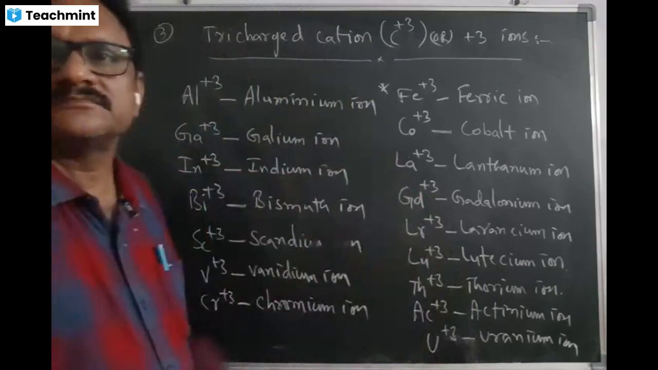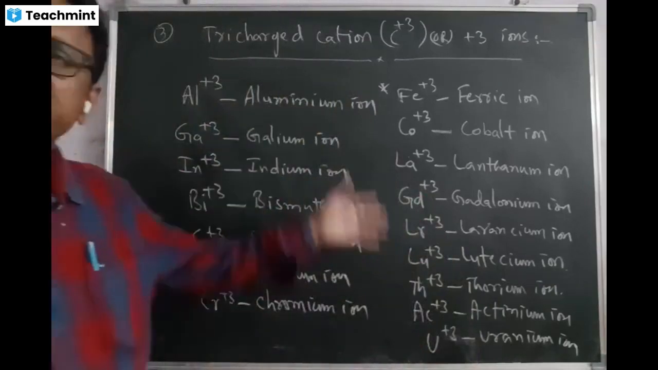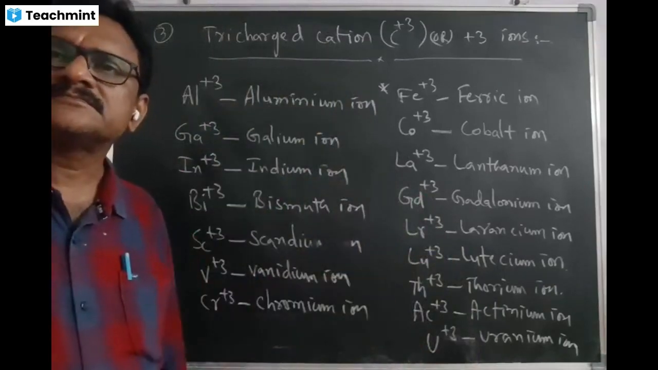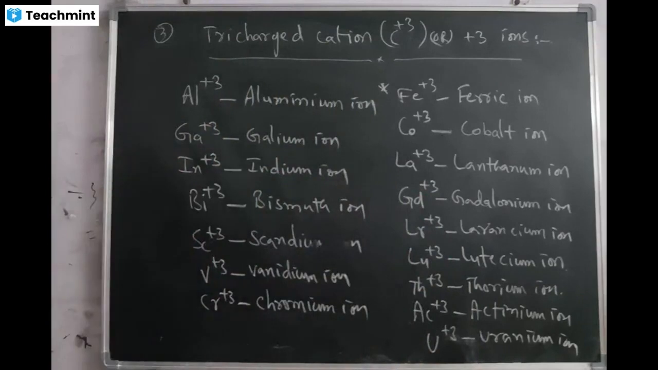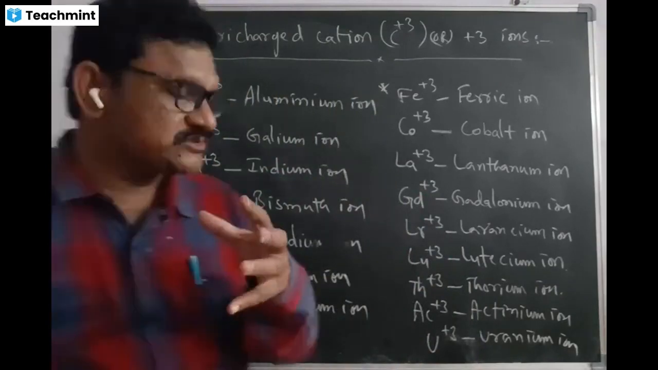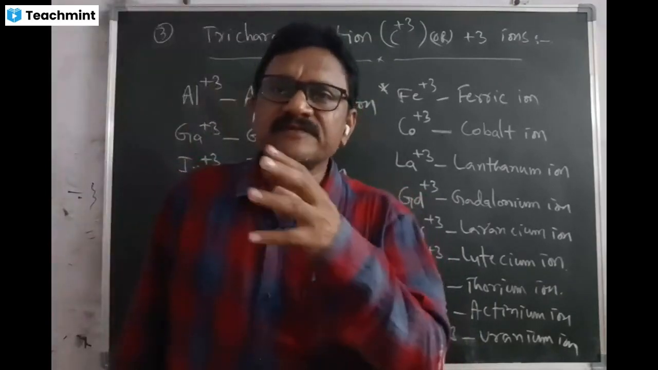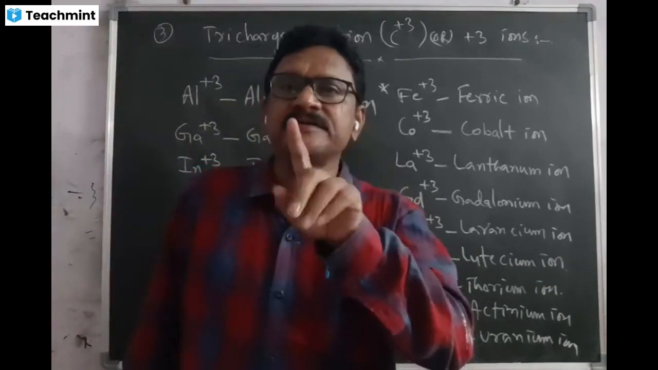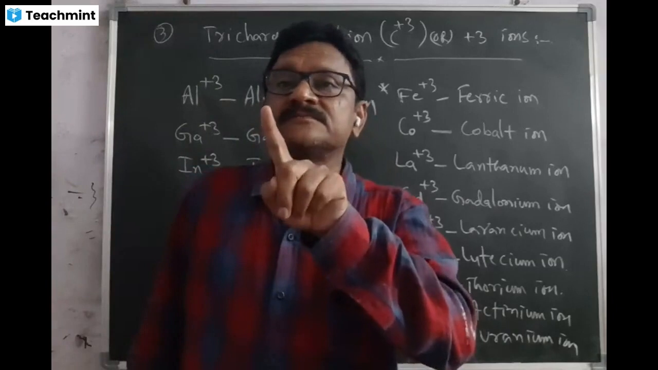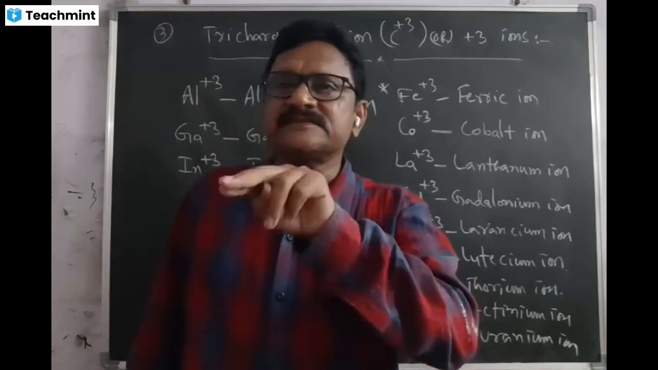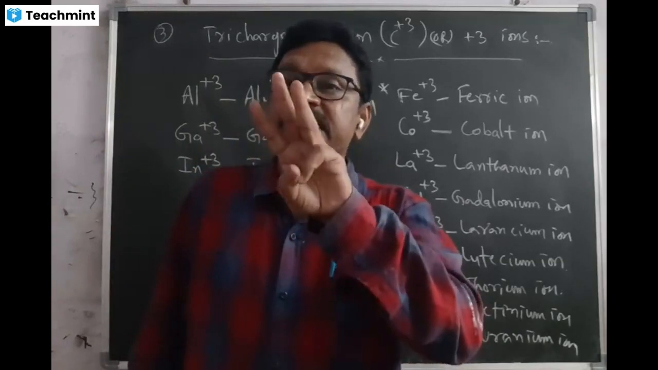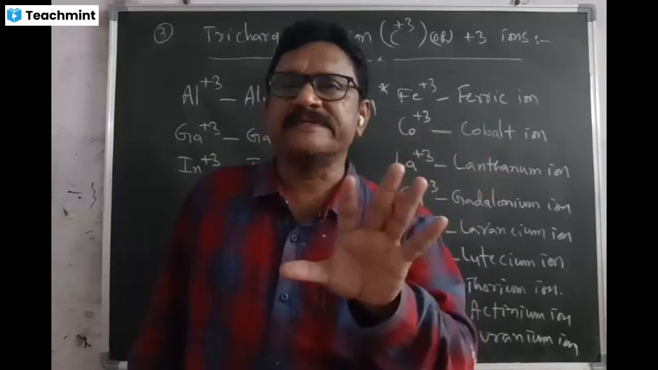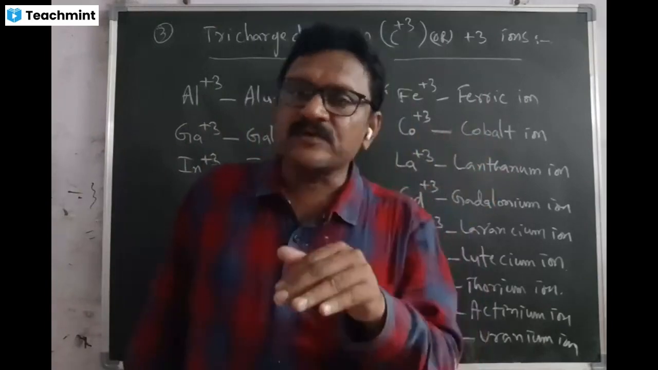Okay, so far we are studying, so far we are writing what is that. Cations +1 completed, +2 ions completed, dicharged cation +3 ions, tricharged cations also completed. Okay, like that we have +4 cations.